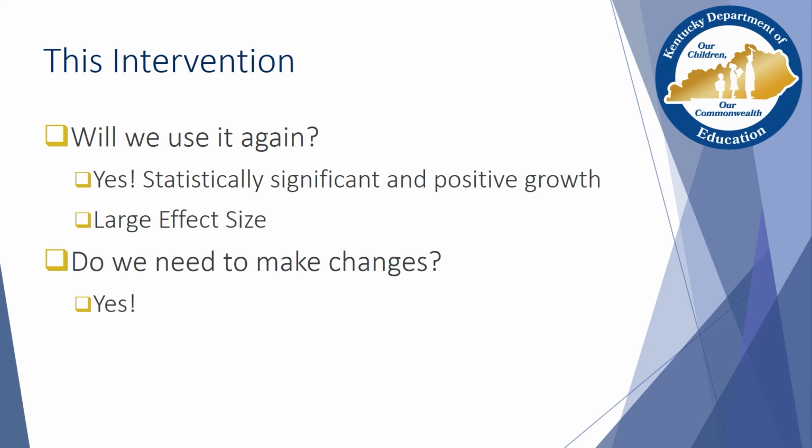When we consider those questions for this fictional intervention, the data analysis gives us some helpful information. First, will we use the intervention again? I think so. This intervention had a statistically significant and positive impact on student K-Prep scores, which served as our summative pre- and post-test. It also had a very large effect size. The next question is, do we need to make changes to our implementation of the intervention based on this data? Yes, again. This data shows us some clear trends that we can address.